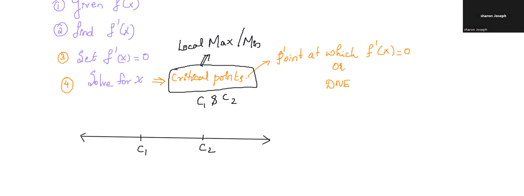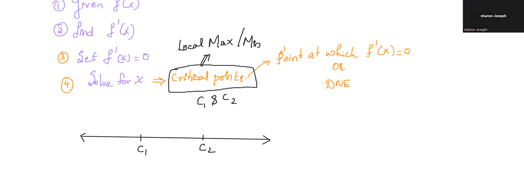So on the number line, we mark the critical points and only the critical points. Nothing else. Here you can see there are three intervals now. This is interval number one, this is number two, and this is number three. So from each interval, you have to choose a test point.